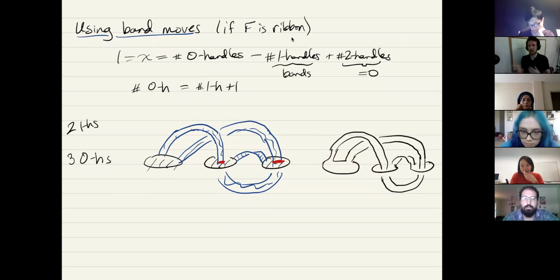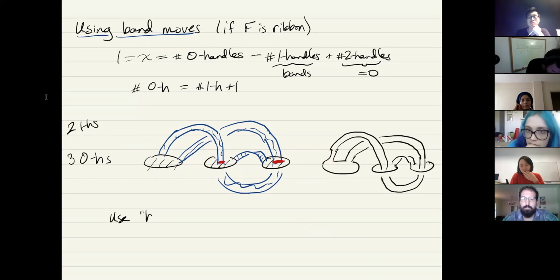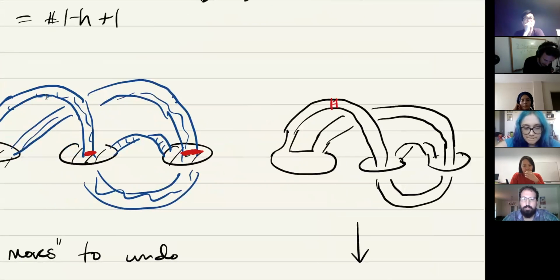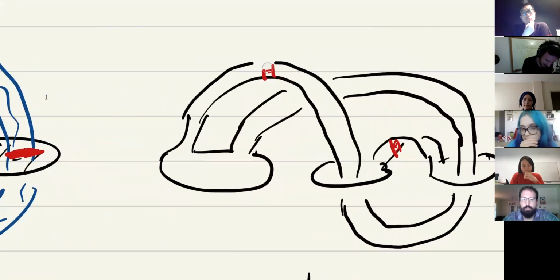The idea is just to undo the bands that I made. I want to undo these 1-handles so that I can count them. So what I can do is use band moves to undo the 1-handles. The way a band move works is I'm going to attach essentially a little band. It could go from one link component to itself, or it could go between two different link components. It doesn't really matter. And I could do two of them. What I mean by a band move is I'm going to just cut this thing. So I have that band that I attached, and I just want to cut along that band. You can think of it that way.